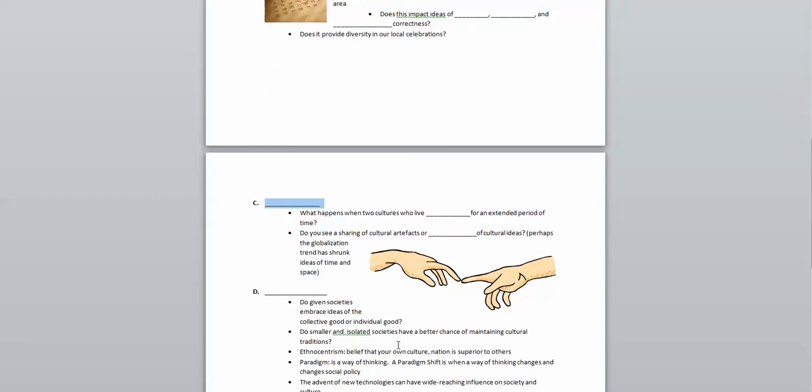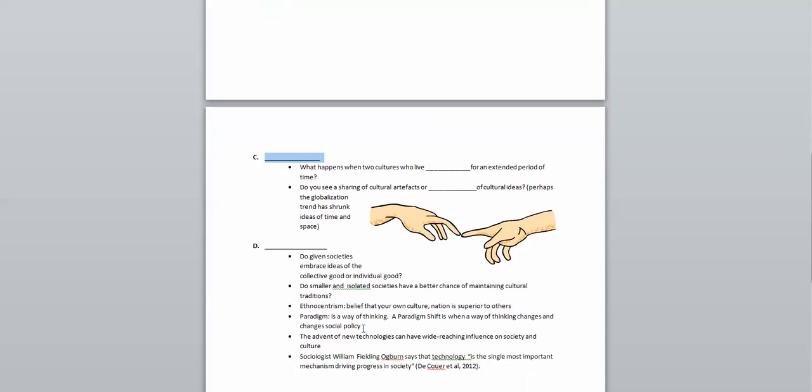Part D, or the final one of external factors, is social environment. So this is just like the general thinking of a given society. Are they primarily left wing or right wing? So do societies embrace the idea of the collective good or individual good? And do smaller and isolated societies have a better chance of maintaining cultural traditions?